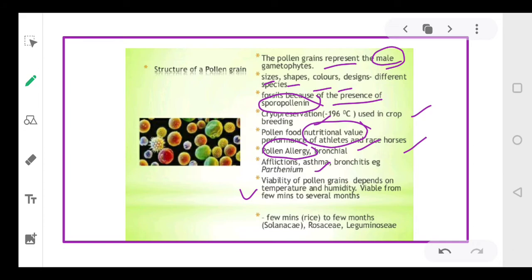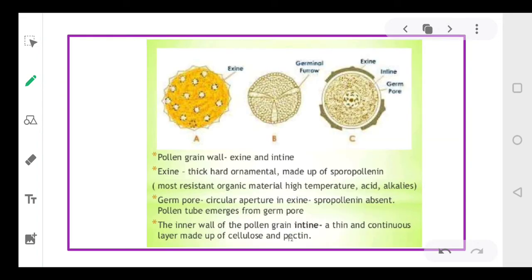Once the pollen grains are released, the period for which they are viable, that is, able to fuse or remain functional, depends on the temperature and the humidity. Some species have pollen grains which are viable for a few minutes, and some for several months. Right everyone? Okay. Examples we can quote here are Solanaceae, Rosaceae and Leguminosae.